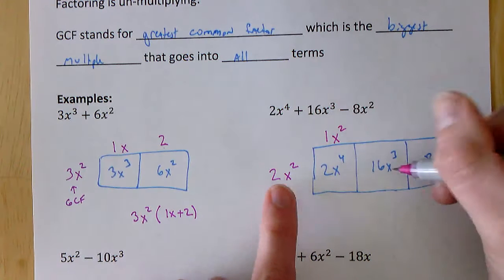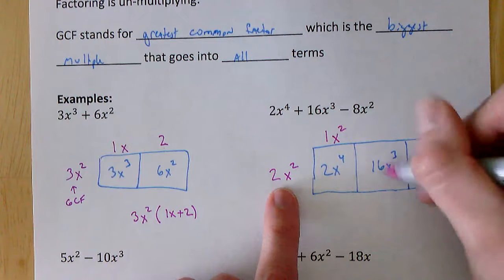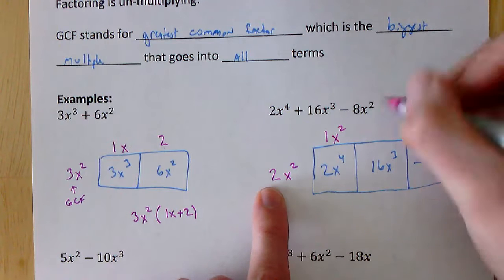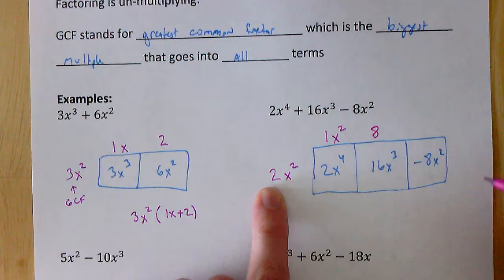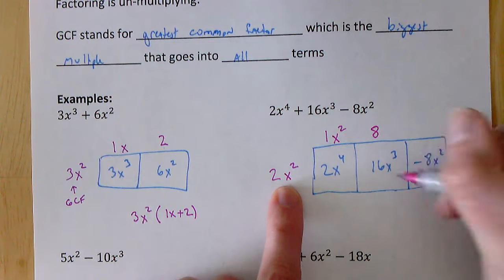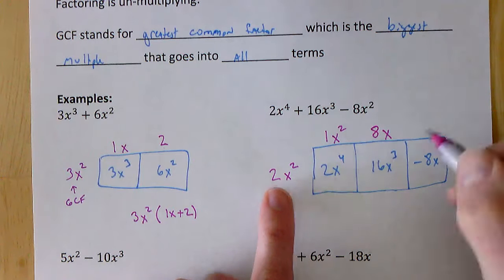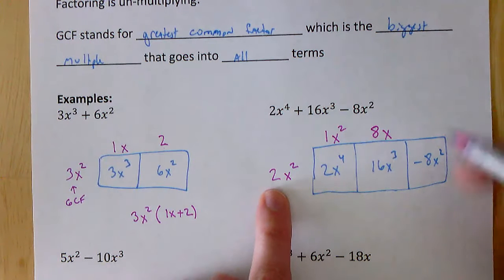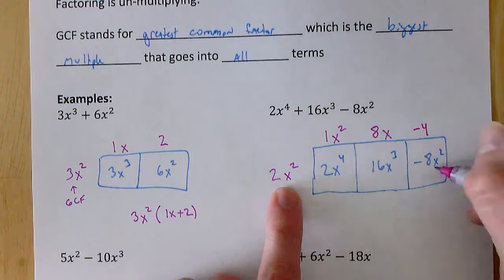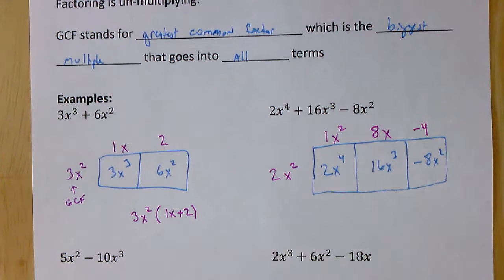All right, now same thing with this one. What do I multiply this GCF by to get this? So what do I multiply 2 by to get 16? 8. And if I have 2 x's and I need 3, that means I need 1 more. And then last guy, what do I multiply 2 by to get to -8? -4. I have 2 x's, I need 2 x's, so that's it, no more x's.